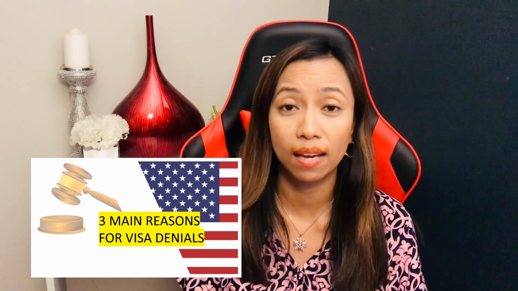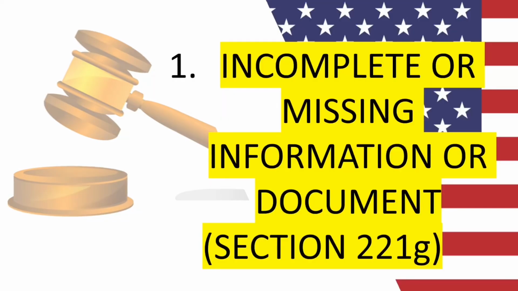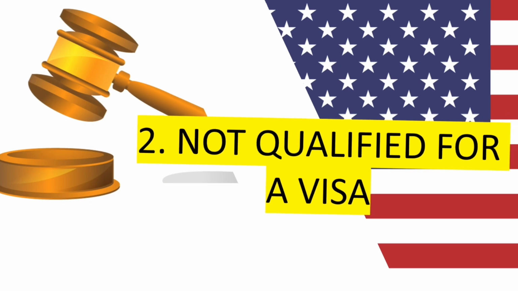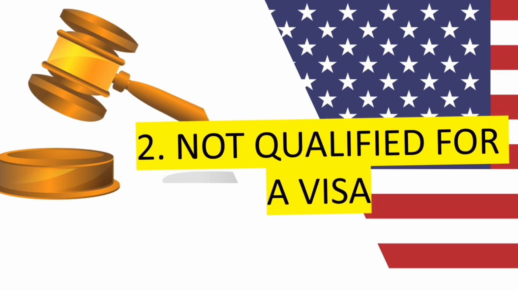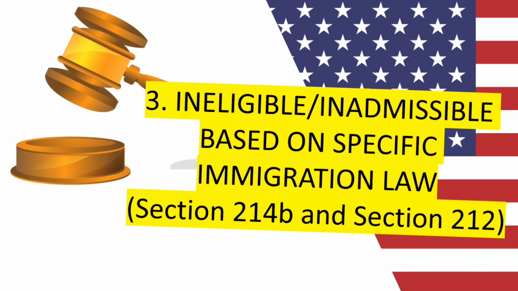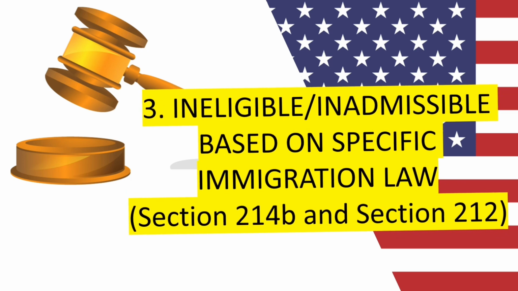Now, what are the three main reasons why you are being denied a visa? First, the consular officer does not have all the relevant information to determine if you are eligible for a visa. The second main reason is that you are not qualified to receive a US tourist visa. The third reason is that the information reviewed indicates that the applicant falls within the scope of one of the grounds for ineligibility or inadmissibility under the law.